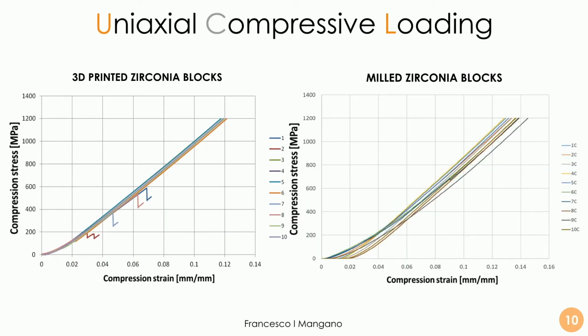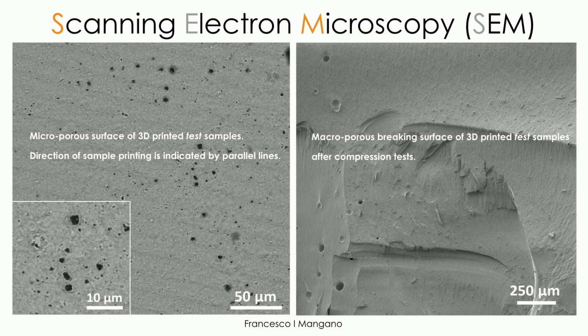And here the scheme of the uniaxial compressive loading. 4 of the test blocks reached failure under compression. None of the milled zirconia blocks did. Despite this, the 3D printed zirconia blocks revealed very interesting properties. And here, if we watch the scanning electron microscopy of these blocks, we find the microporous surface of the 3D printed test samples has clearly a direction of the sample printing indicated by parallel lines.